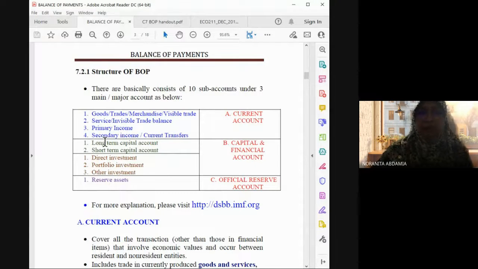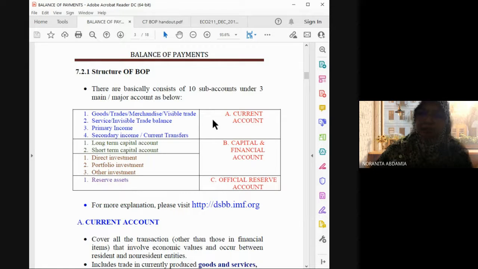And the third sub-account is primary income. Before, it was called investment income, now primary income. But I rarely see primary used in the final exam. They still use income or net investment income. Never mind, after this I will show you. And then the fourth sub-account is secondary income or current transfer. So you see, under the current account there are actually 4 sub-accounts.